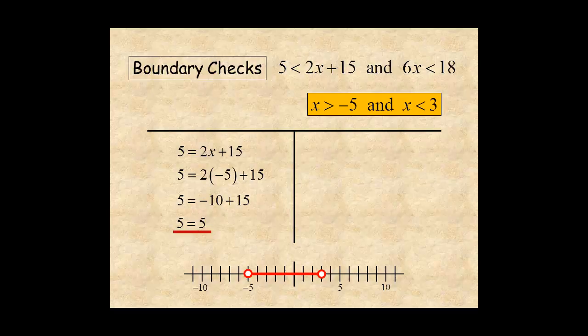On the right, rewrite the inequality as an equation. Then substitute the right boundary, x equals 3. Then 3 times 6 is 18, and the right boundary checks.